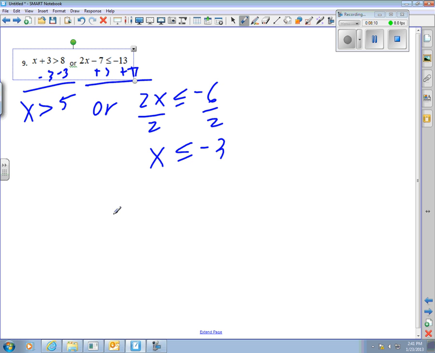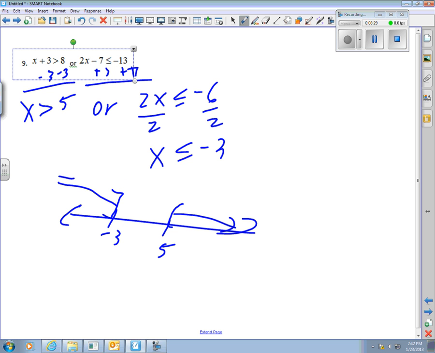So now here I have to put it in interval notation. First I'm going to graph it. Here's my 5. X is greater than 5, so I'm going to put a parenthesis there going that way. X is less than or equal to negative 3, bracket, because of the equal sign, going that way. So in interval notation, I'm going to have negative infinity to negative 3, bracket, parenthesis, union, because it's an OR statement, parenthesis 5 to infinity.